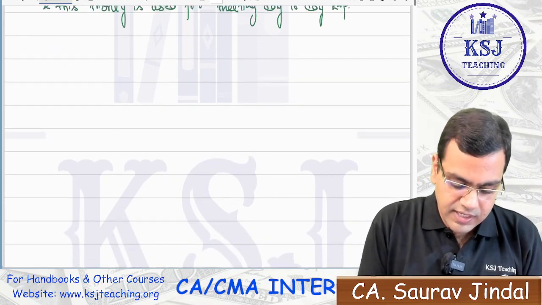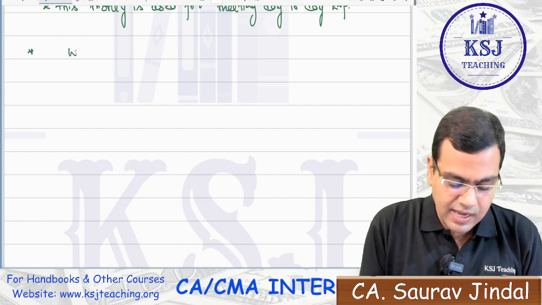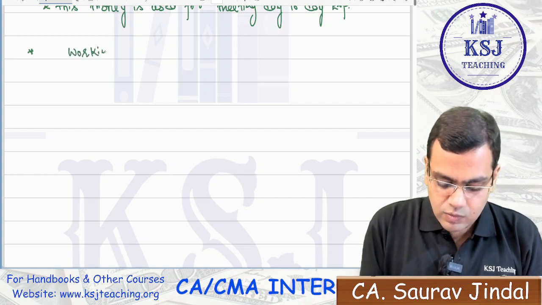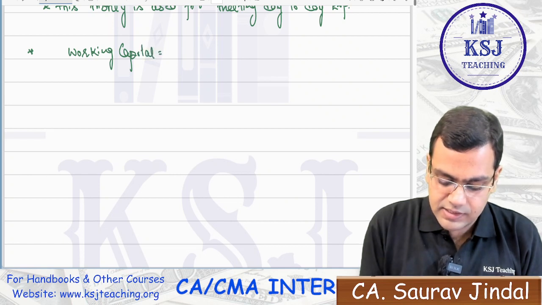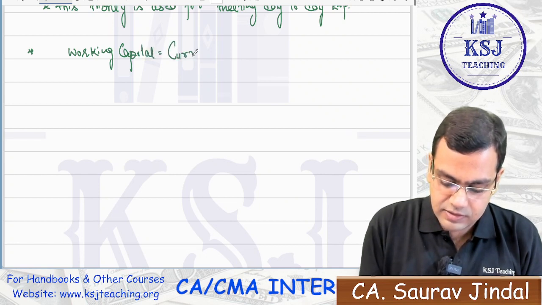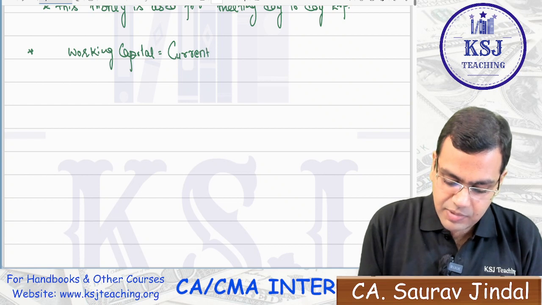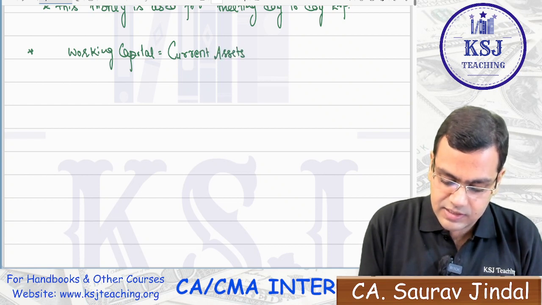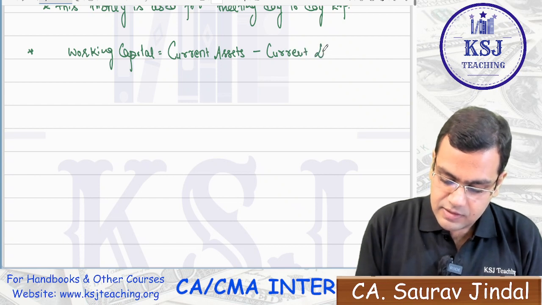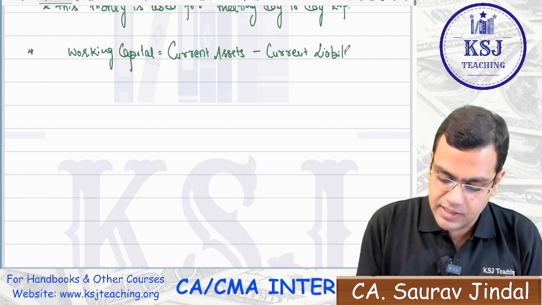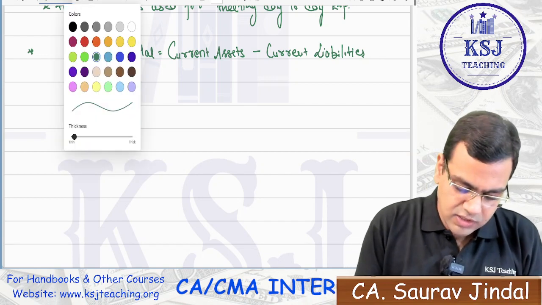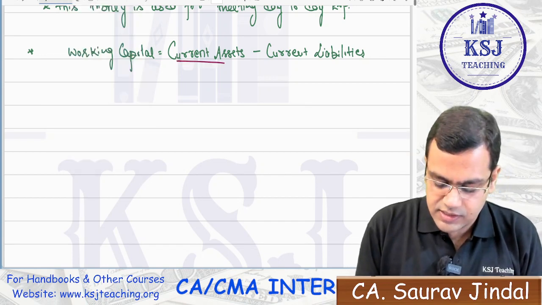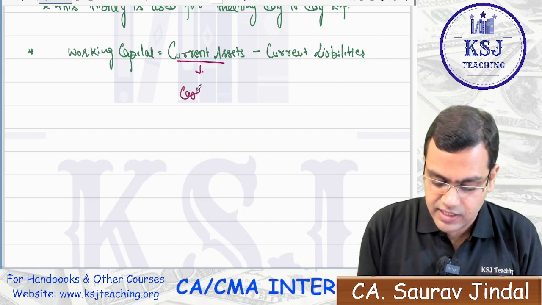Now there is an equation related to working capital. If you talk about the working capital equation, what is that working capital equation? That says working capital is equal to current assets minus current liabilities. Current assets minus current liabilities, right? What is the current asset, sir? If you talk about current assets, what is the current asset? Current asset is cash and cash equivalents.